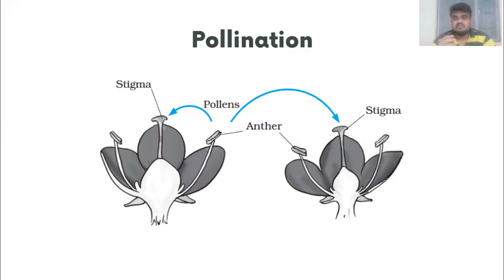If any plant has different flowers, one like this, one here, and the pollen lands from the anther of the same flower or another flower of the same plant, then this is known as self pollination. While if the pollen of a flower lands on the stigma of a flower of a different plant of the same kind, then it is called cross pollination. So these are the two types of pollination: self pollination and cross pollination.